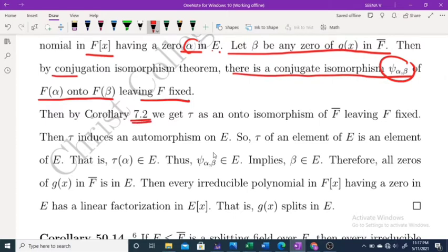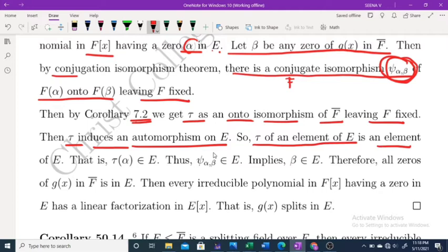Then by corollary 7.2, we get an onto isomorphism tau of F closure leaving F fixed, and it induces an automorphism on E. That means this conjugation isomorphism psi alpha beta can be extended to an isomorphism of F closure leaving F fixed, and by this theorem, tau induces an automorphism on E. So tau of an element of E is an element of E. That means tau(alpha) belongs to E, that is, psi alpha beta of alpha belongs to E. This implies beta belongs to E.